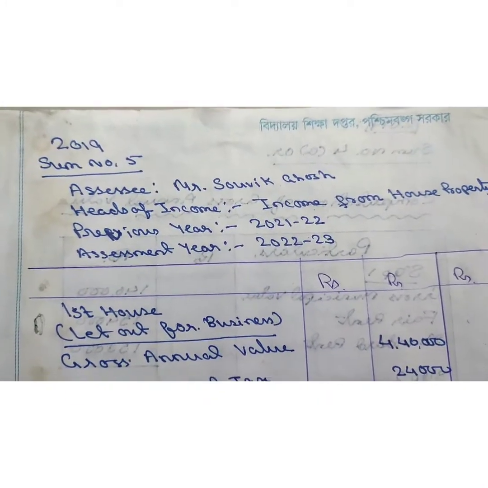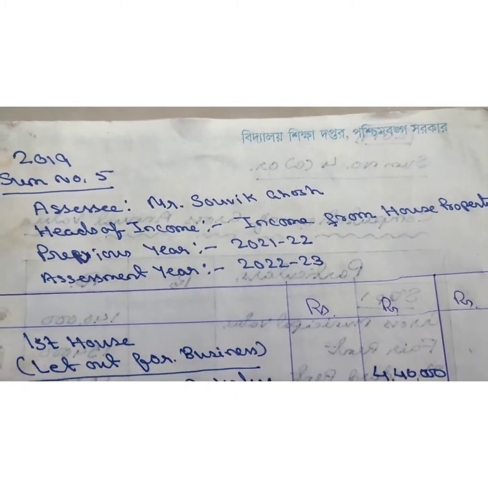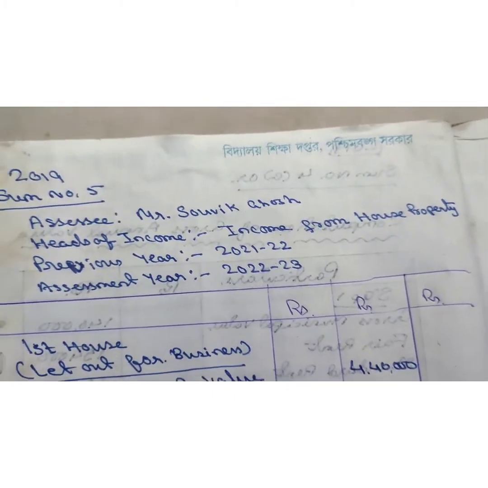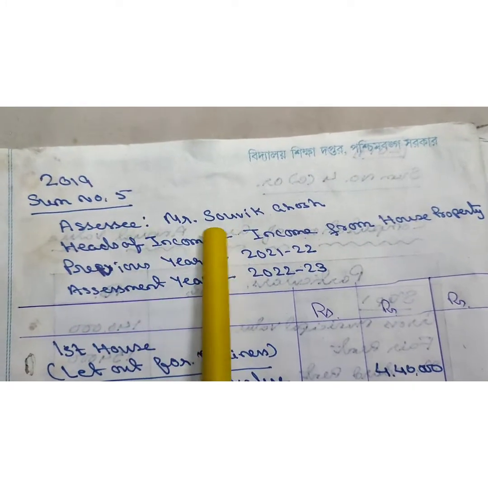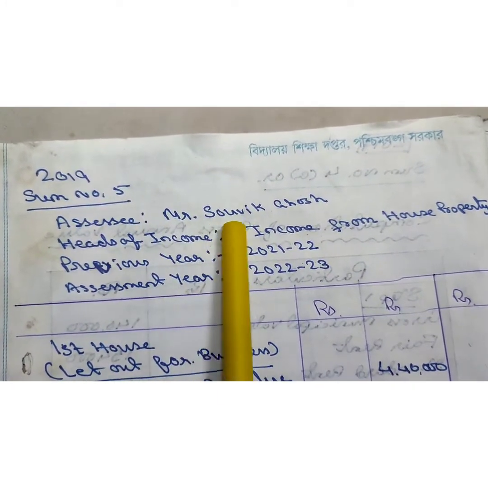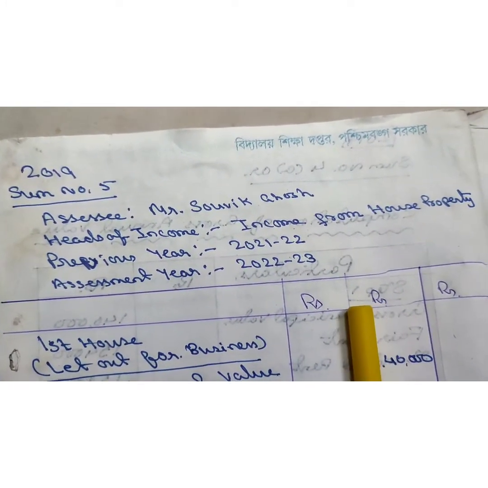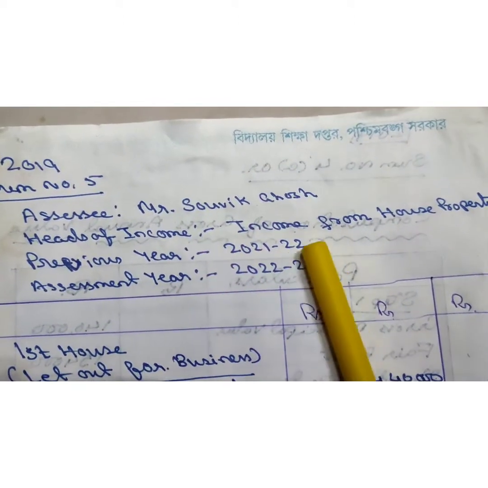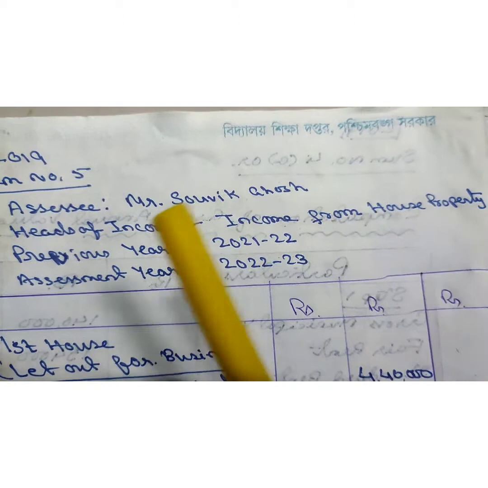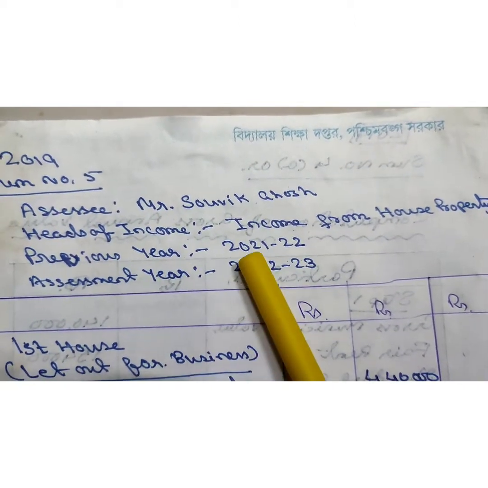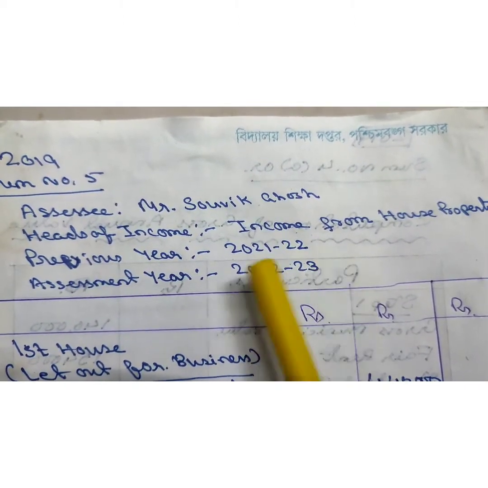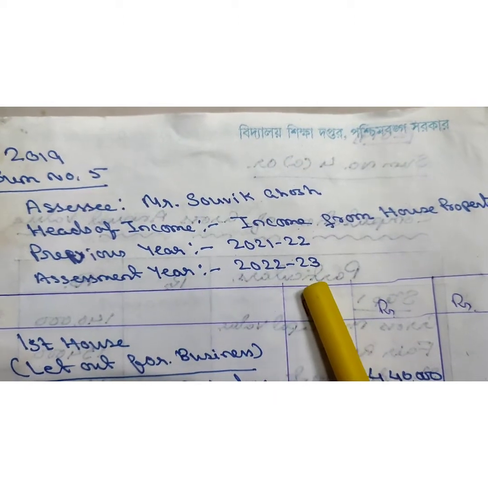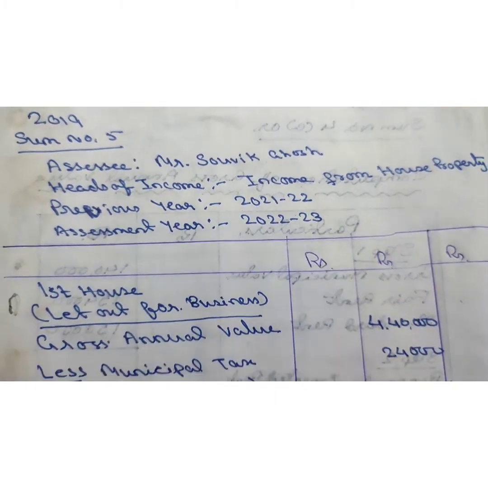First we have to make the headings. What is the heading? Assessee. First we have to write the name of the assessee. Assessee is Mr. Shobhik Ghosh. Heads of income: what head of income is this? This is the income from house property. Previous year is 2021-22 and assessment year is 2022-23.